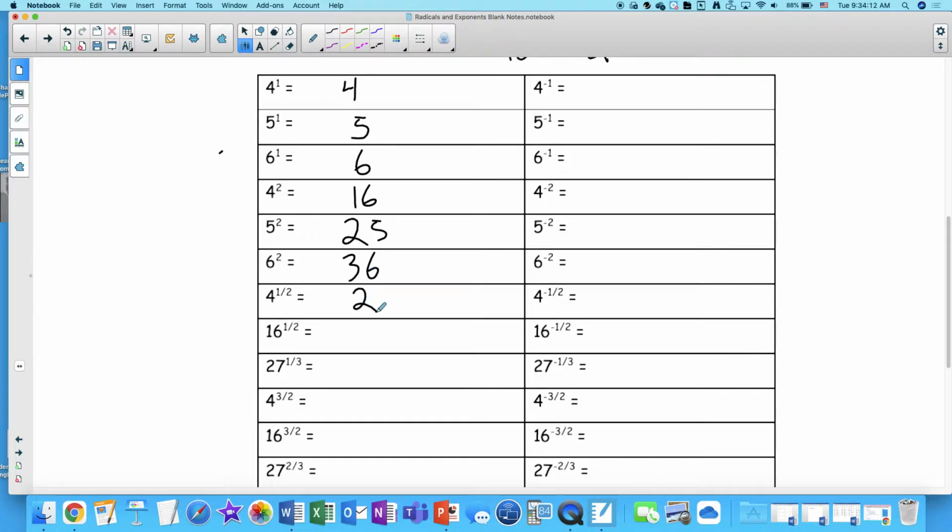16 to the 1/2, 4. 27 to the 1/3, 3. Okay, what about 4 to the 3 over 2?